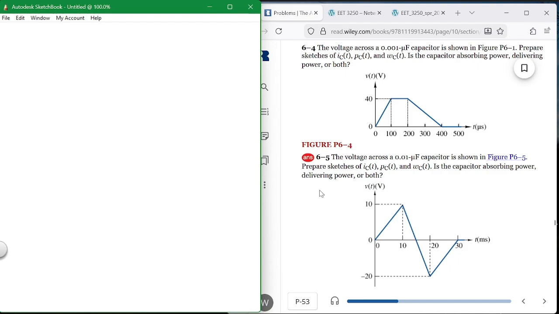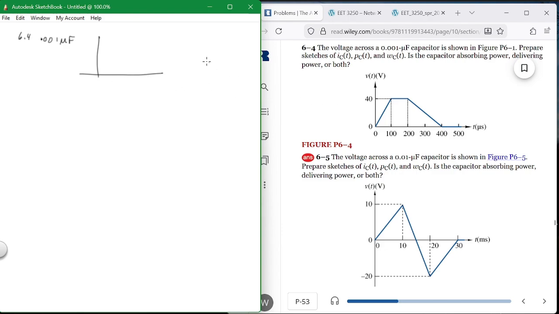Number 4. The voltage across a 0.001 microfarad capacitor is shown in that problem. Okay. Prepare sketches for I of C, and that's where I stop. Okay, so it's a 0.001 microfarad capacitor. Prepare the sketch of IC. So what would it look like?